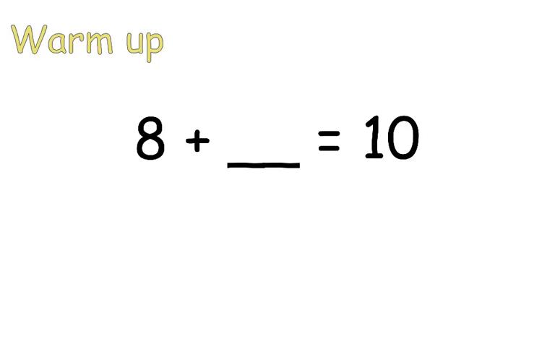So for our warm-up today, again, we're going to be practicing some of the different ways to make 10. So we'll read the equation together, and then you'll tell me what the missing part is. Let's get started. We have 8 plus blank equals 10. Eight plus 2 equals 10.